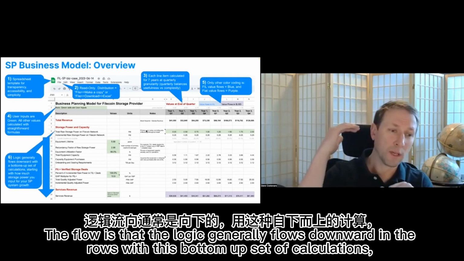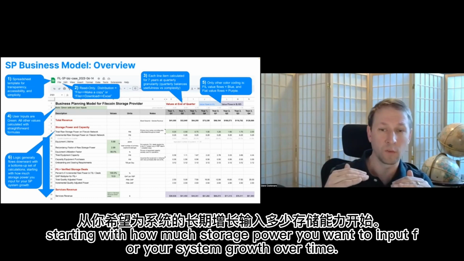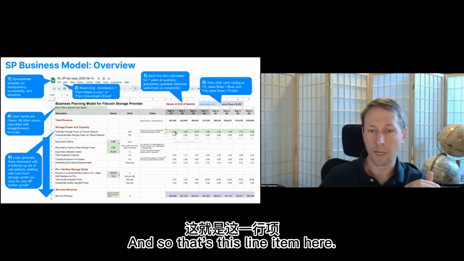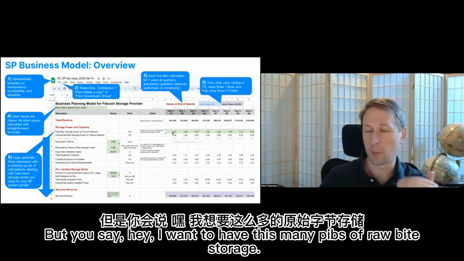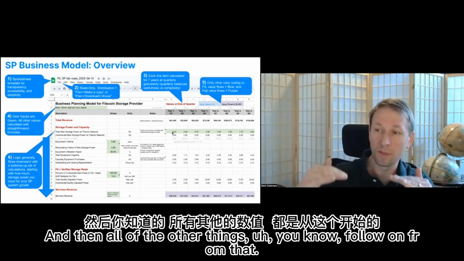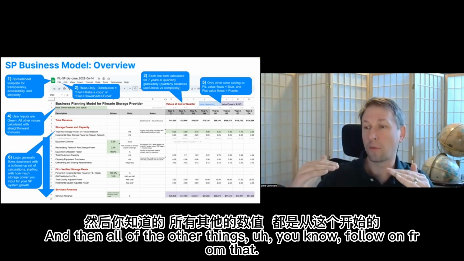The logic generally flows downward in the rows with this bottom-up set of calculations, starting with how much storage power you want to input for your system growth over time. And so that's this line item here. We'll dig into this in a minute, but you say, hey, I want to have this many PiBs of raw byte storage, and then all of the other things follow on from that.